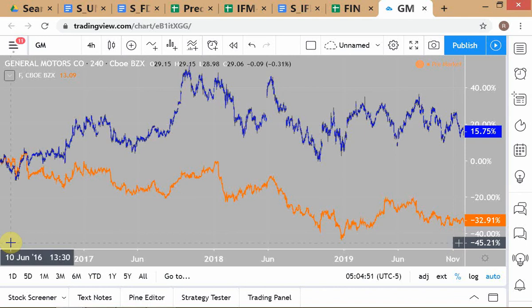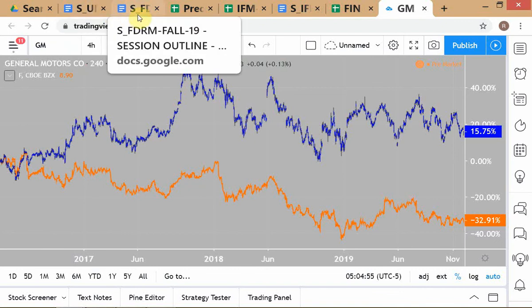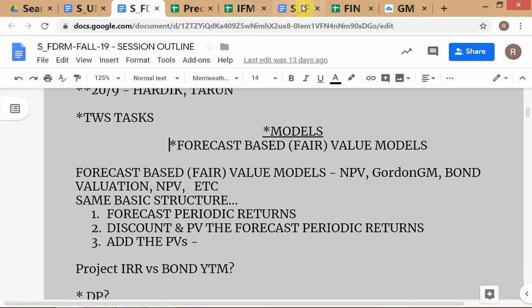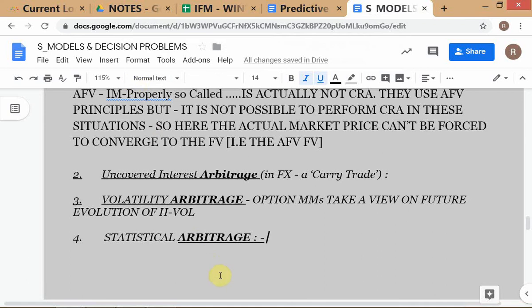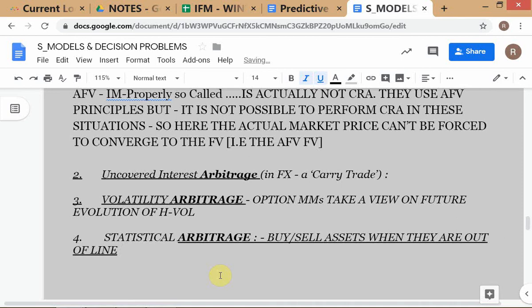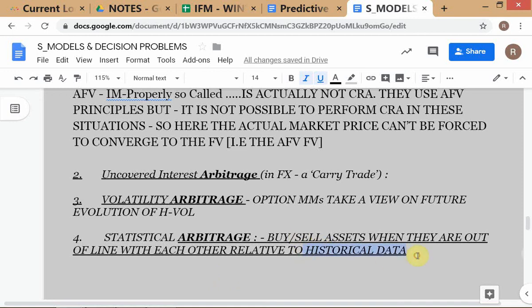So what essentially was the philosophy behind statistical arbitrage? Why is it called statistical? Because this is once again an improper use of the word arbitrage. Essentially, I buy and sell assets when they are out of line with each other, relative to historical data. That's where the statistical part comes in.